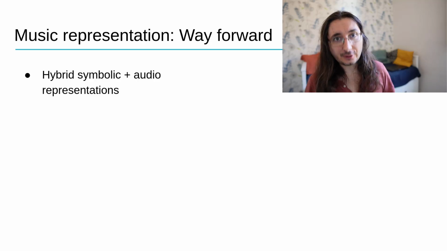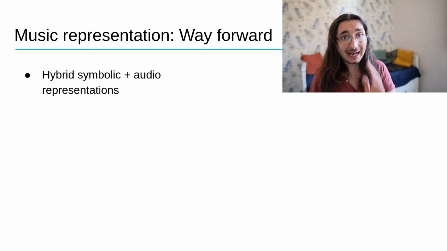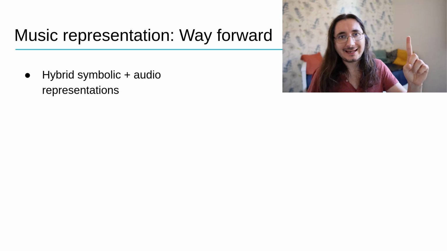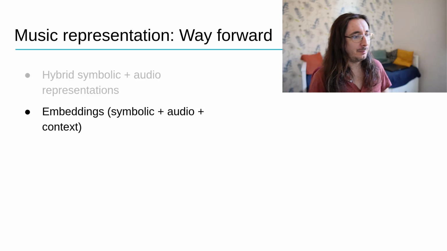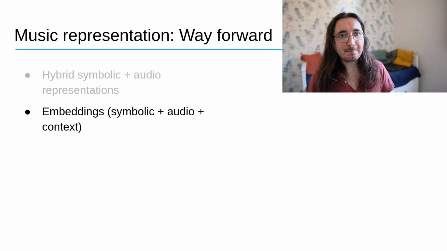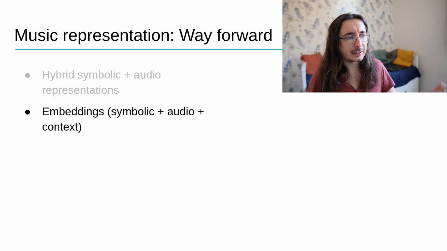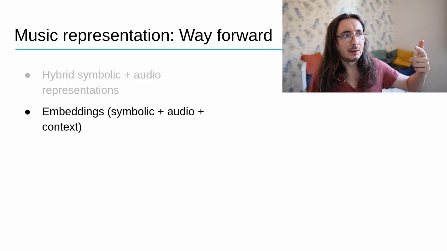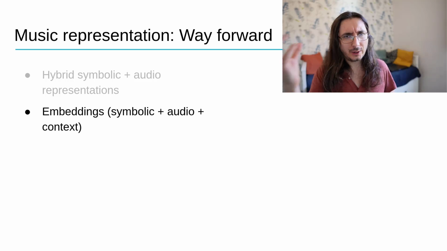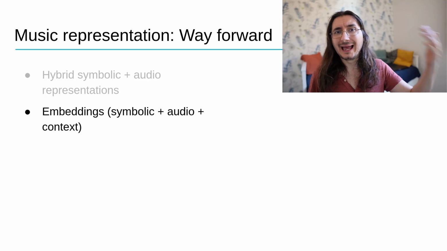My suggestion here is once again to go for a hybrid approach, finding a representation that's able to encapsulate elements of the symbolic domain as well as the audio domain. As an example, we could build embeddings which encapsulate information that comes from different domains, symbolic, audio, and also contextual information about high-level metadata, like for example the genre of a certain piece or the overall emotion.